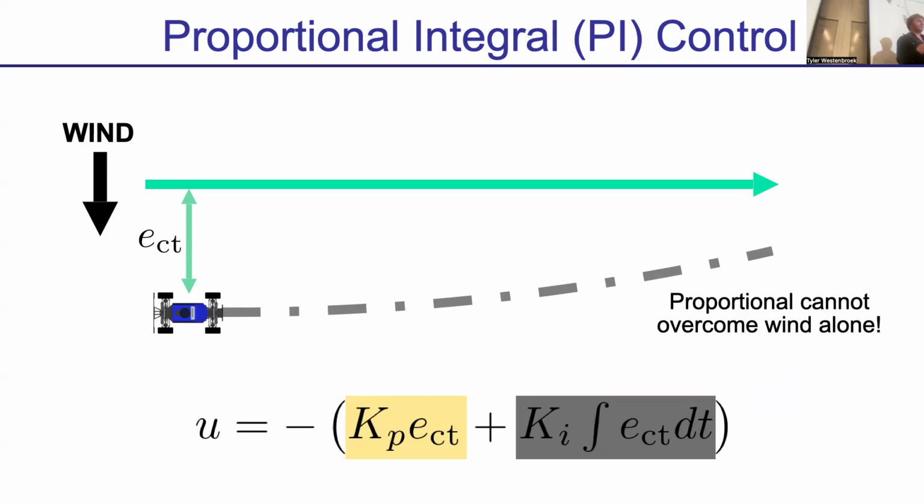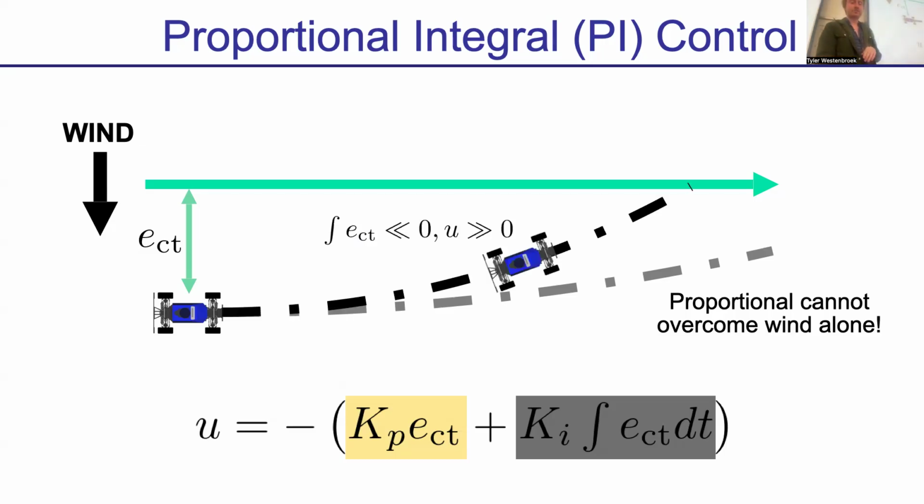What I would want to do is look back in the past and see, okay, I've been kind of drifting to the side of my lane a little bit. And so what I'm going to do is incrementally, slowly increase how much I'm going to push to the side a bit. And that's exactly what the integral term does.